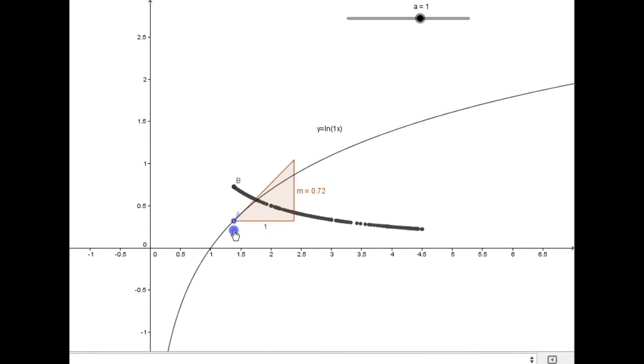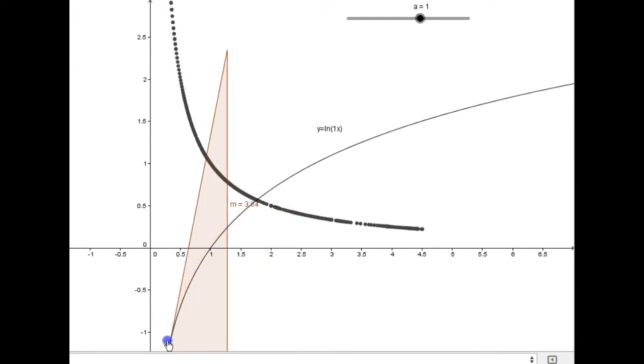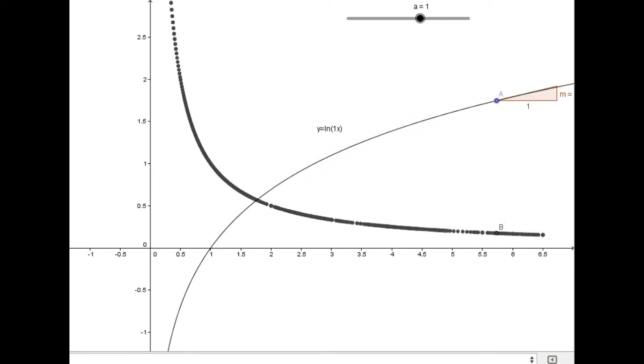Okay, you can see that as I move further to the left, my derivative is getting greater and my gradient's getting greater and greater. And as I move further to the right, the gradient's getting smaller and smaller. Okay, so there's our basic shape here.